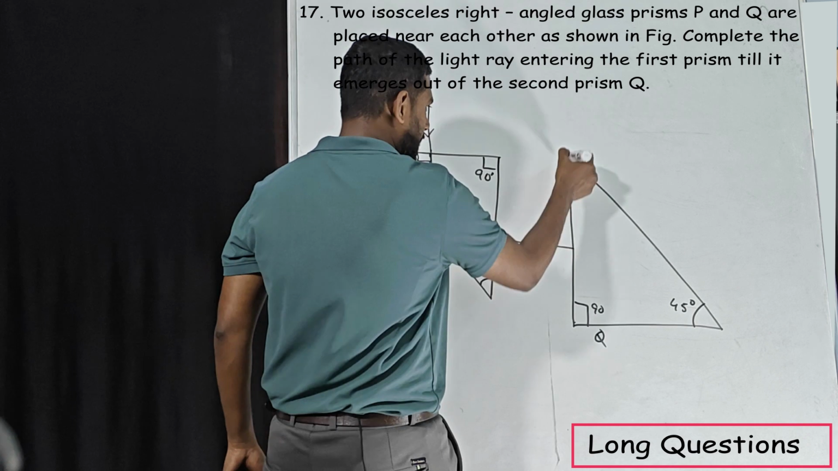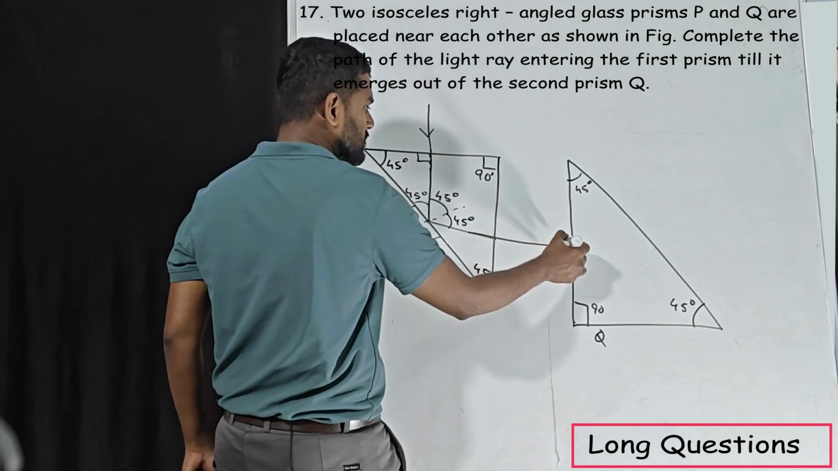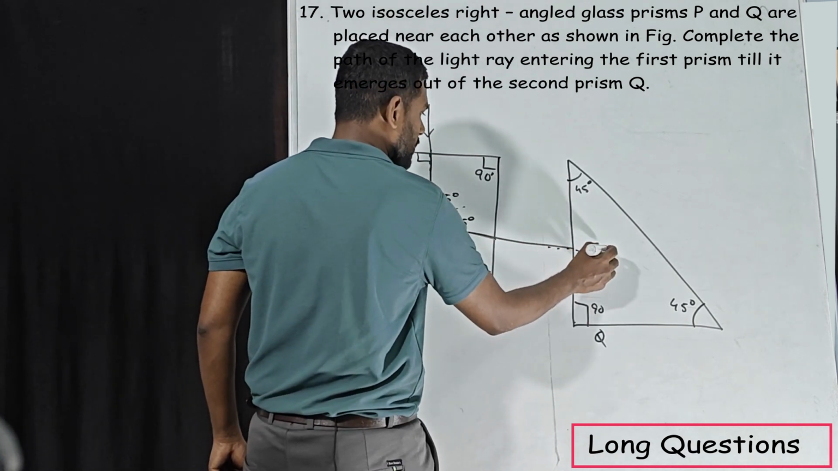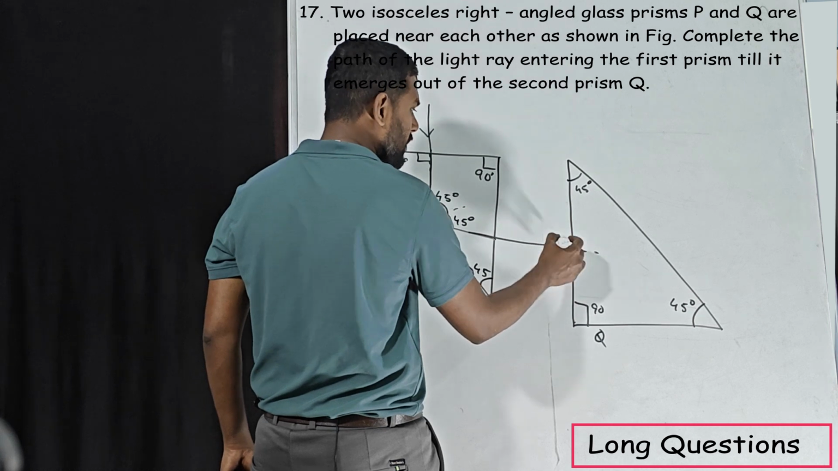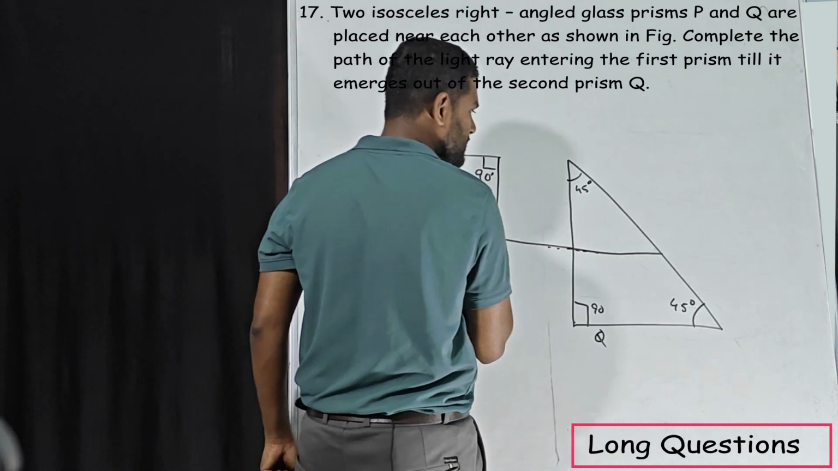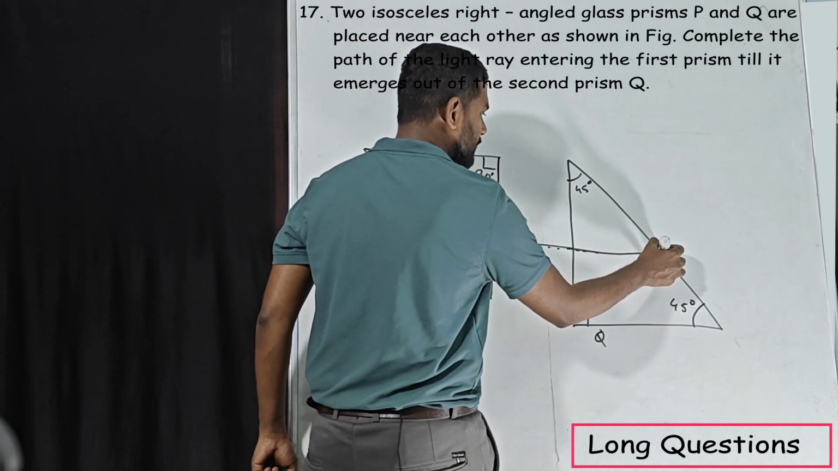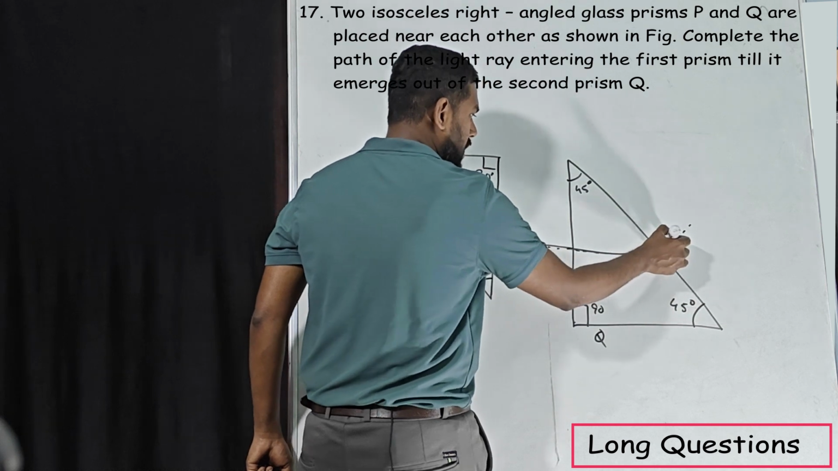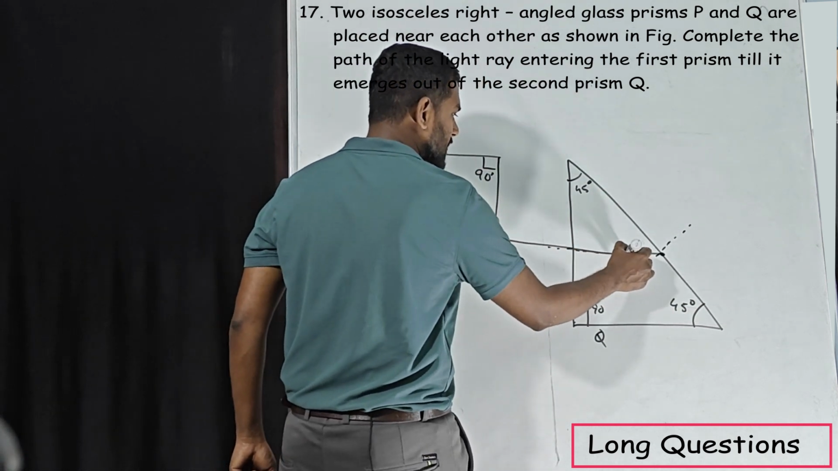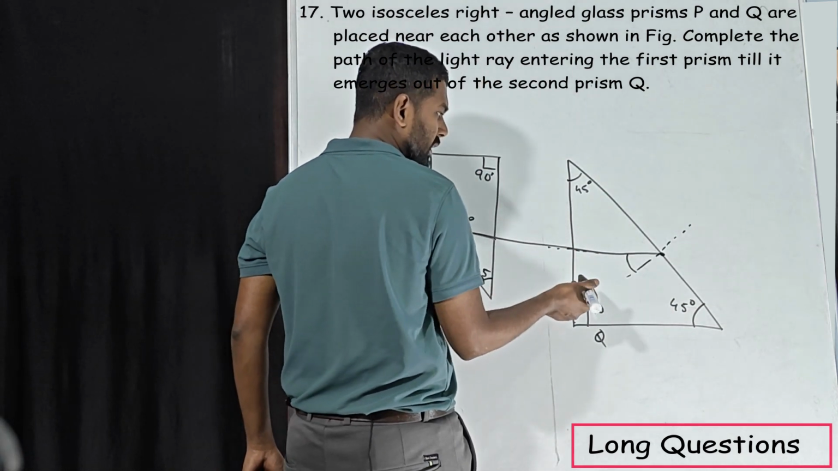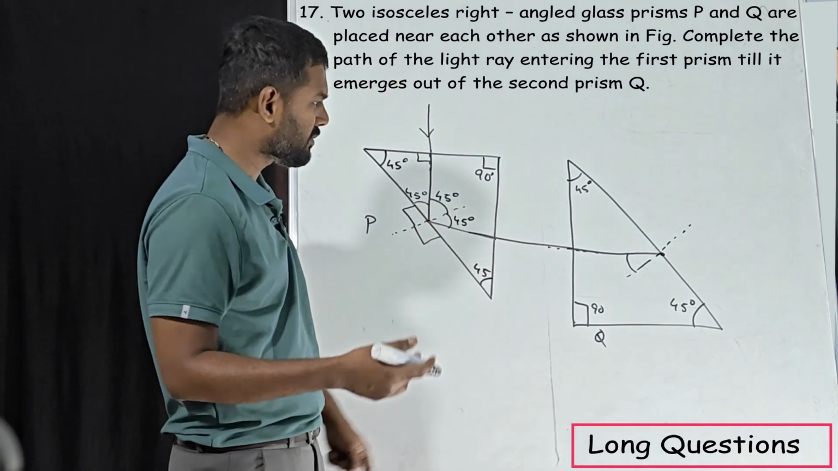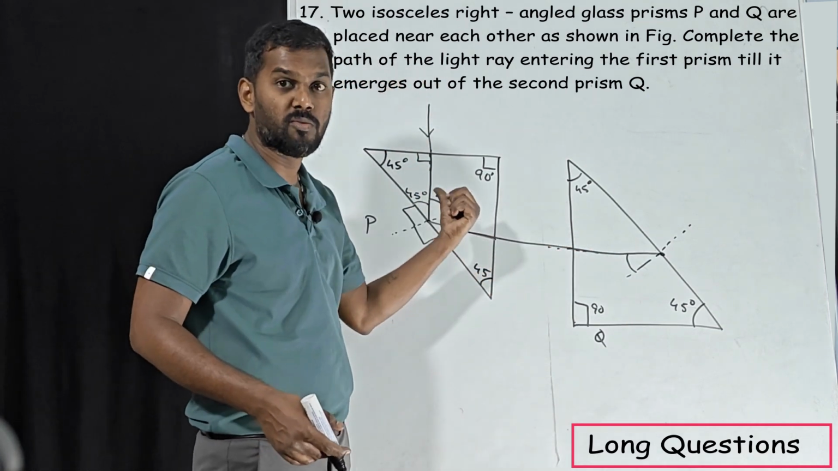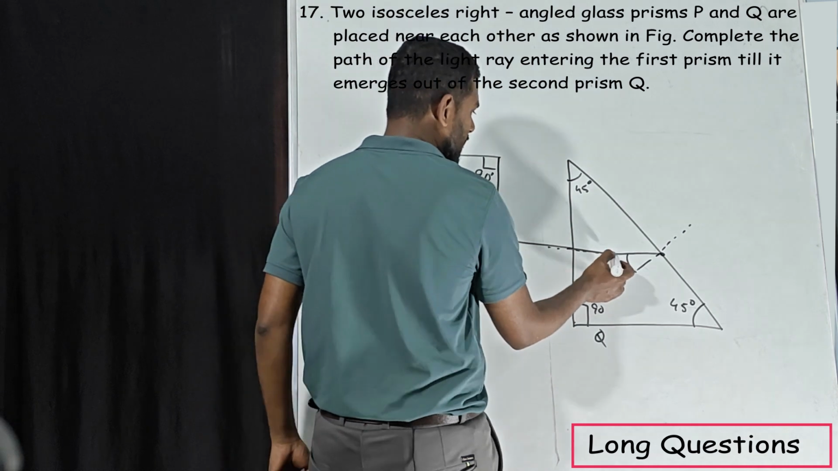Here this is a straight surface, right? So keep the protractor, draw the normal. The incident ray is on the normal, so it passes without deviation. Wherever it touches, put the protractor at the center, draw the normal. This is the angle we require. I am going a little bit faster because we have solved so many questions. This is the angle we require.